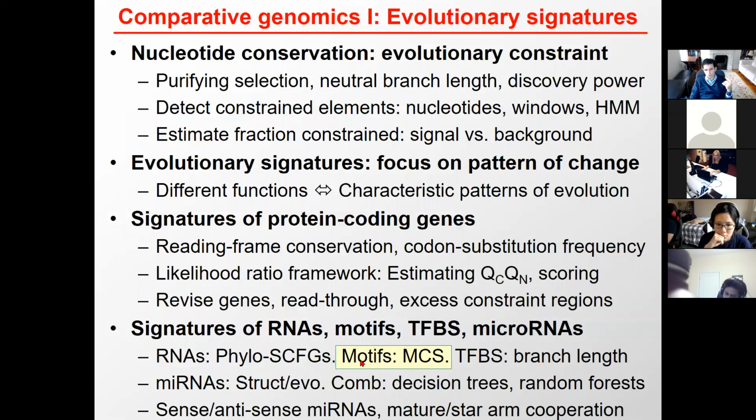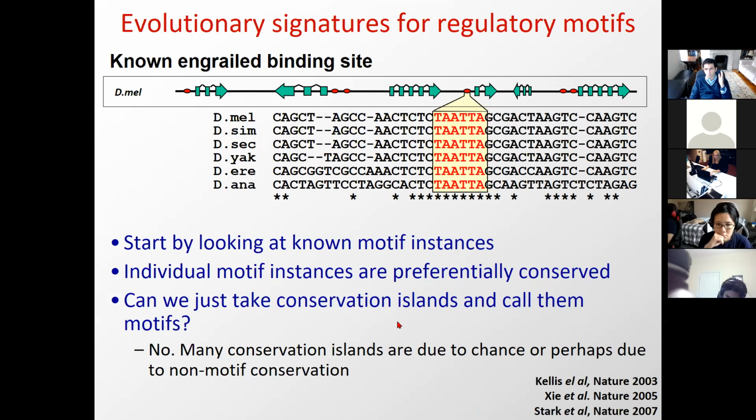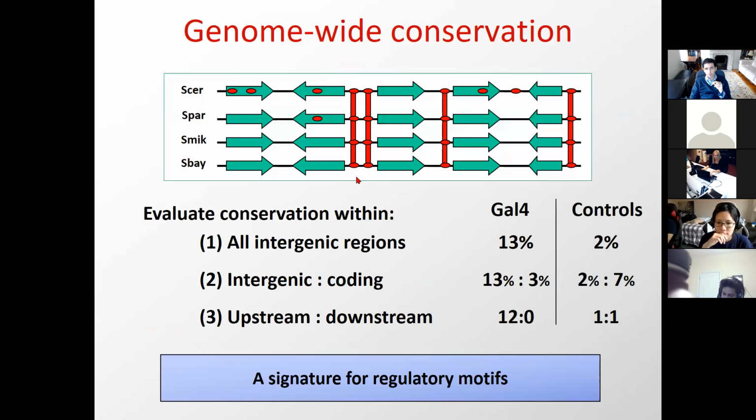So let's now turn to motifs. Again, this should be a review of the regulatory genomic signal, where we talked about these evolutionary signatures for regulatory motifs, where in any one location, the motif is preferentially conserved, but the signature for motifs comes from the fact that they're conserved genome-wide. So across hundreds of locations in the genome, you basically have preferential conservation of known motifs versus random controls of similar properties.